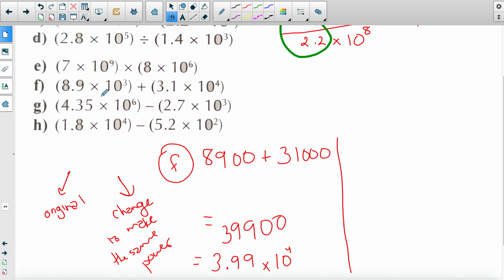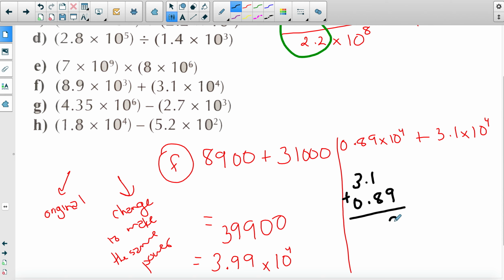To have this have the power of 4, I'll have to move the decimal point even further down. So you end up with 0.89 times 10 to the power of 4 plus 3.1 times 10 to the power of 4. Well, now that you have the same power of 10, I can easily add these two numbers. That's the whole idea. So I can do 3.1 plus 0.89, and I end up with the same thing. Bring the decimal point down, and then remember that you are multiplying by 10 to the power of 4. So that's your final answer.